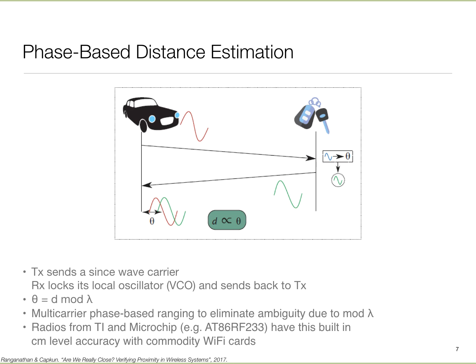So lots of radios which are used in IoT devices have this hardware built in. Essentially it's hardware which lets you measure the phase difference between two signals, and a second piece of hardware which lets me phase shift the signal. And with those two, I can do this thing. So you can usually get centimeter level accuracy using this.